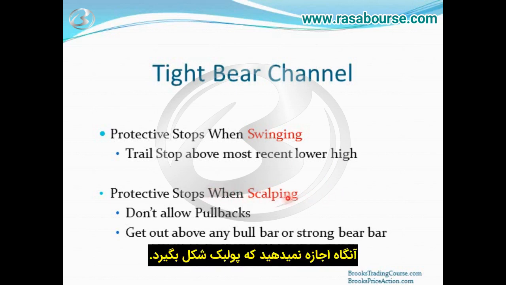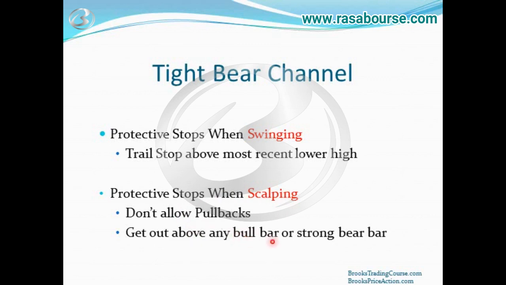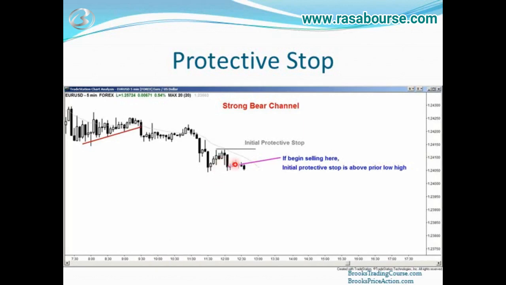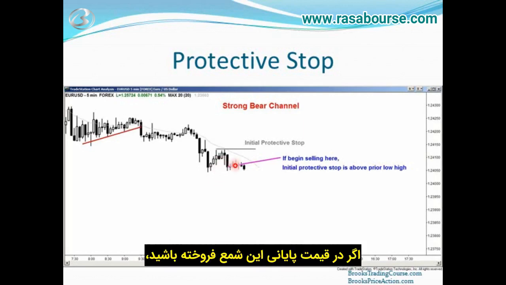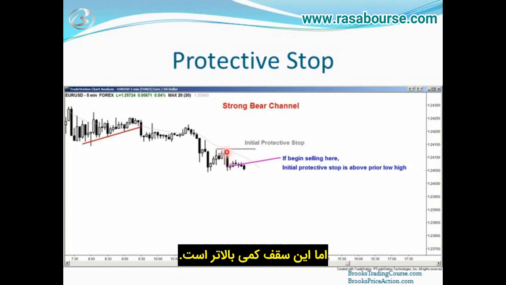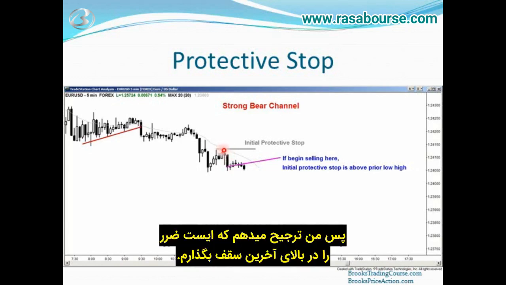When you're scalping in a strong bear channel, you don't want to allow pullbacks, and you get out immediately above any bull bar or even any strong bear bar. So let's say you shorted either here or here. If you begin selling this close, for example, your initial stop is above the most recent lower high, which is up here. This bar is such a big, strong bear trend bar, you possibly could put your stop just above it, but this is just a little bit higher. I probably would choose above the most recent lower high.